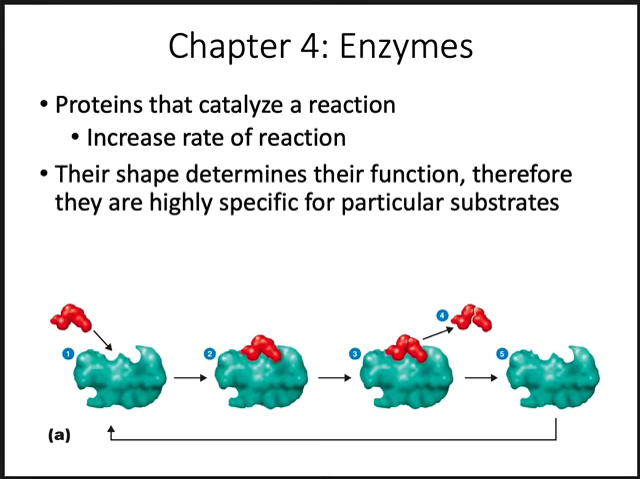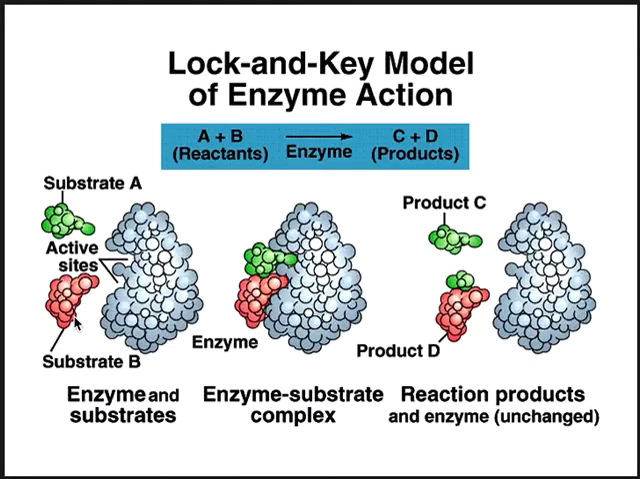to happen. Their shape, the enzyme shape, determines their function. So they are highly specific to their particular substrate. And this is what we call the lock and key model. There's only one key that's going to fit into the lock. And so in this case, the lock would be the enzyme and the key would be the substrate.